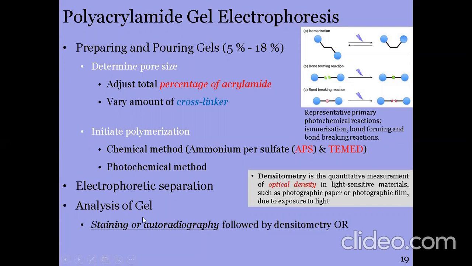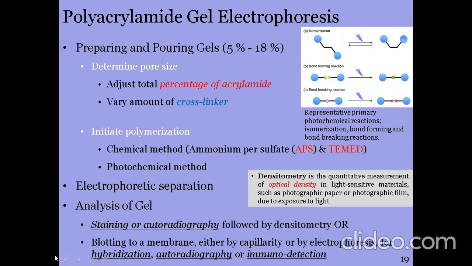Previously we were analyzing the gel under UV, so agarose gels were visualized under UV. For this we can use densitometry and blotting. We can blot these gels onto a membrane, either by capillary or by electrophoresis, for hybridization, autoradiography, or immunodetection.